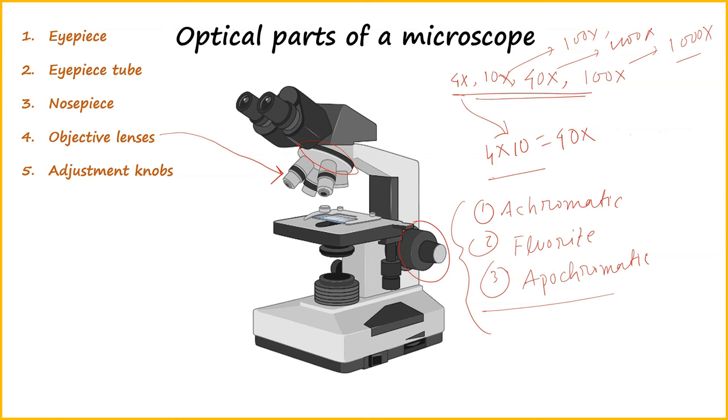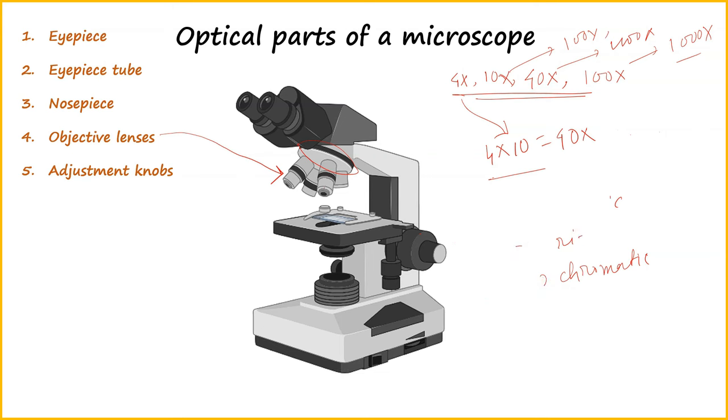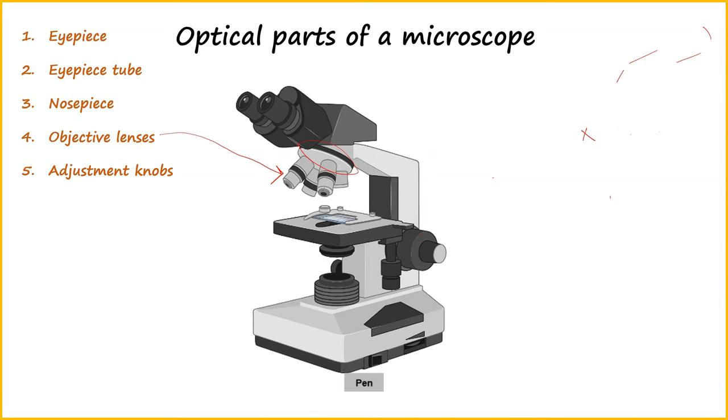There are 2 adjustment knobs, such as the coarse knob and the fine adjustment knob. In this binocular microscope, this portion is known as the coarse knob, and this portion is known as the fine knob. So basically, there are 2 types of adjustment knob. One is fine and another one is coarse.